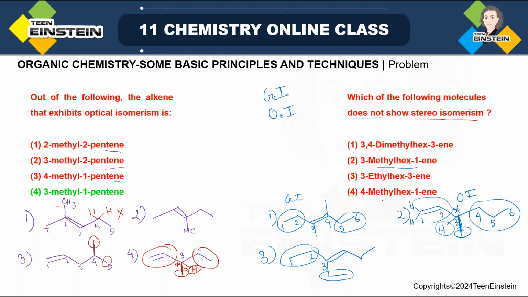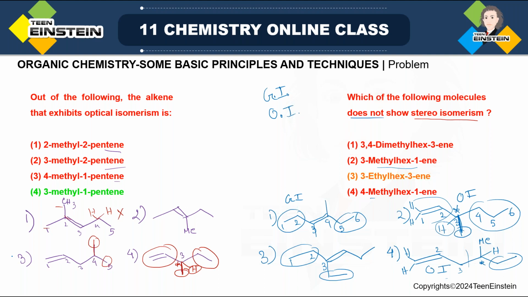Is it our answer? But we also have to check the last one. The last molecule is 1, 2, 3, 4, 5, 6. Now at the 4 position we have a methyl group. That means here this center is chiral. Why? You have methyl, hydrogen, ethyl and this total large group. But here GI is not possible. Only OI is possible. GI is not possible because you have 2 same groups.